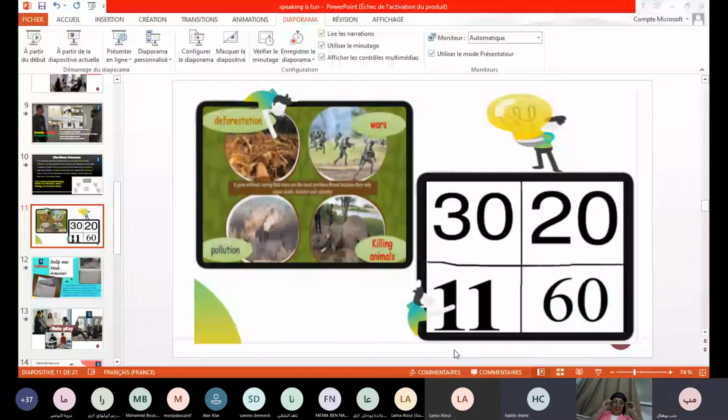So the 4 corners method, it's about, as I said, pinning 4 pictures in the 4 corners of the classroom about the most dangerous threats to the environment. And I asked the students, which of these do you think is the most dangerous threat to the environment? And to express their opinion, they had to go and stand next to the picture they think represents the most dangerous threat to the environment.